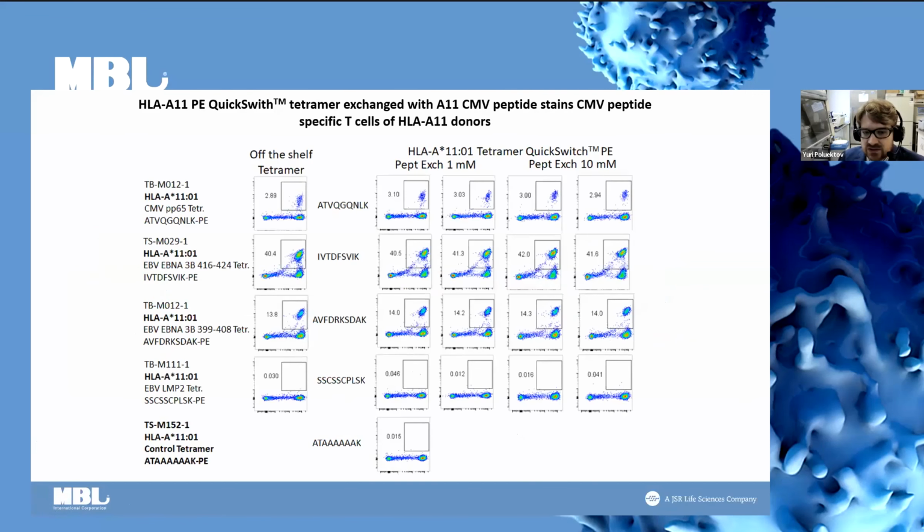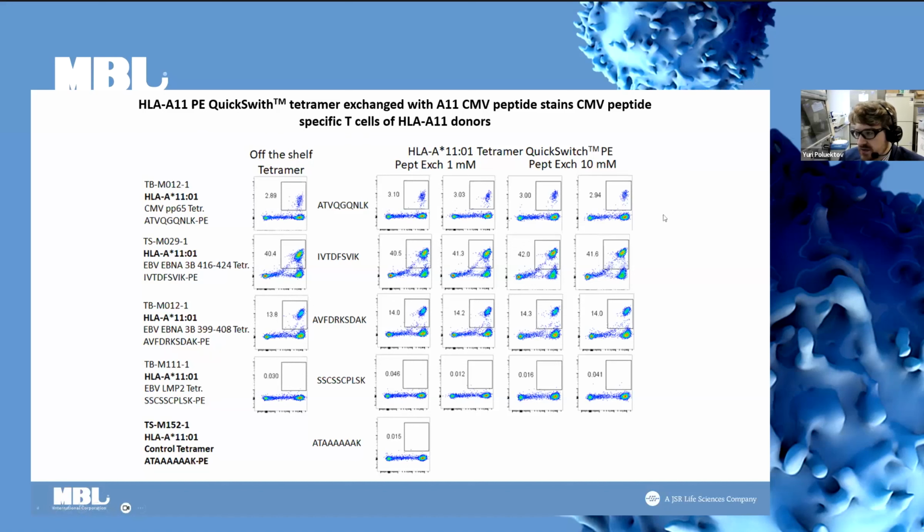So this is an example of stimulated PBMCs that are stained with HLA-A11 MHC tetramers, either folded traditionally, just off-the-shelf tetramers that we have that you can buy from our company as well, or with the QuickSwitch exchange. And as you can see, using a peptide stock of 1 or 10 millimolar for the QuickSwitch exchange reaction does not change the staining results.